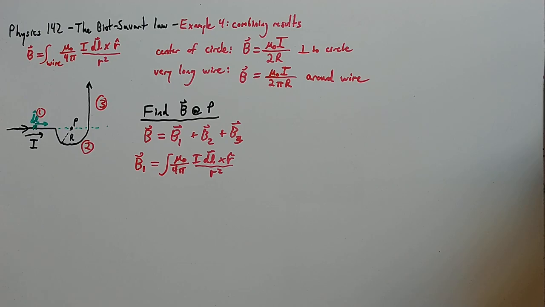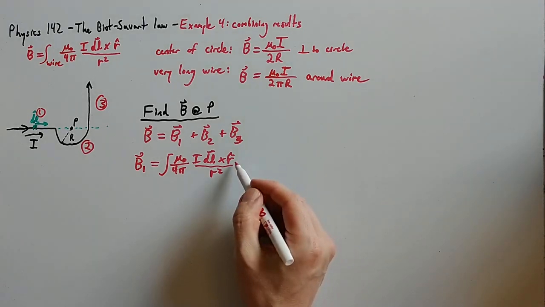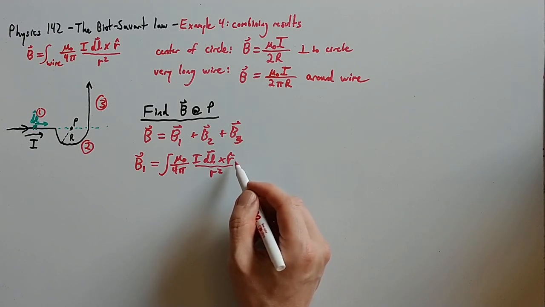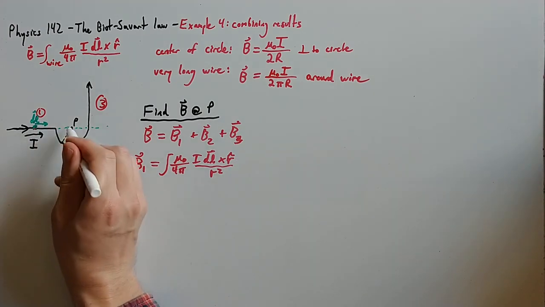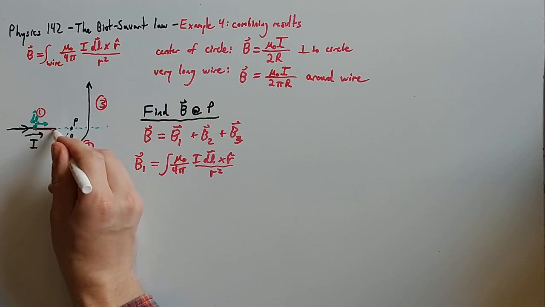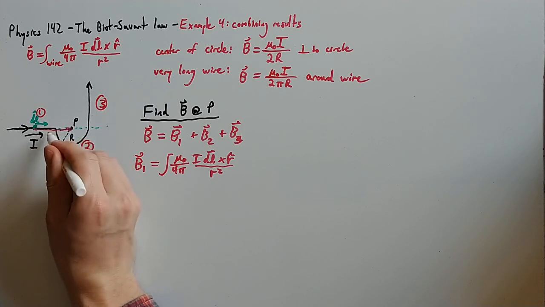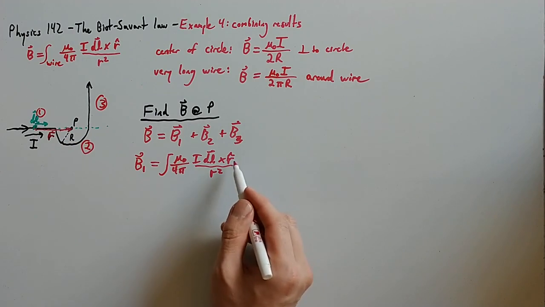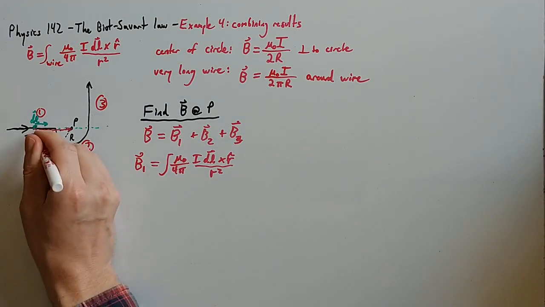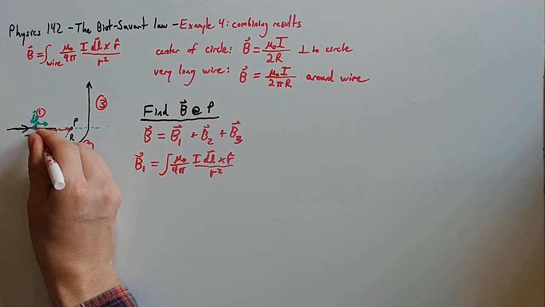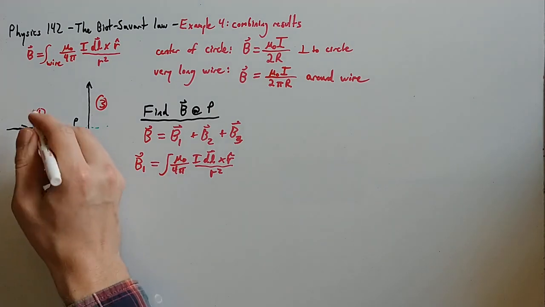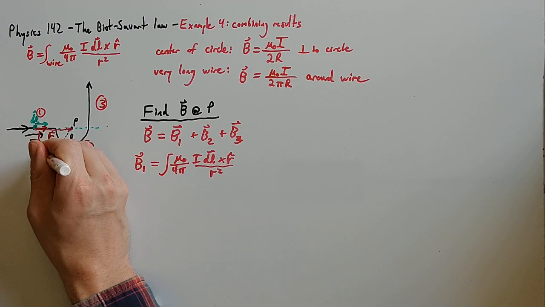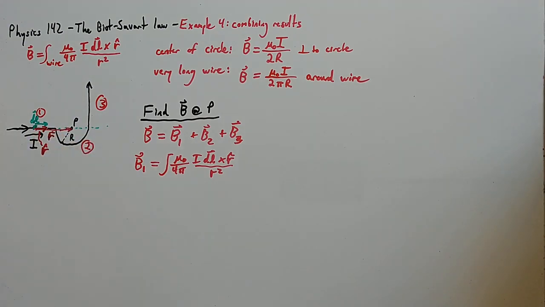But then I also need r hat, and r hat is a vector. Well, r is the vector that runs from my little spot dl all the way to point P. So if I was to draw an r, it would be this whole vector right here. That would be the r vector. r hat is just the unit vector, the vector of length 1 that points in that same direction. So if I just draw r hat, it has length 1, but it's pointing in that direction. So this vector right here, that's r hat.